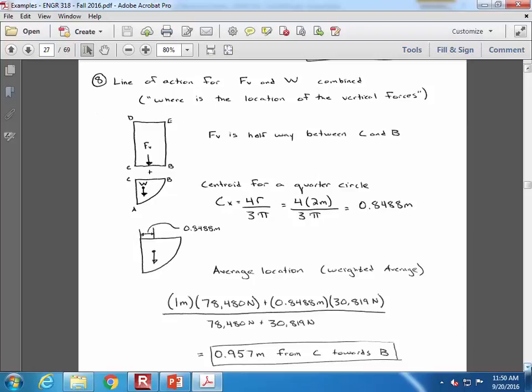But you see, with this formula for the centroid of the quarter circle, once you find the distance, you multiply that distance, which we're referencing from the left edge, by the magnitude of the force, whereas for F sub v, it's 1 meter from the left edge. So it's going to be not in the middle of the two forces, but a little bit more towards the 1 meter side of things. And so when we do that weighted average, we get 0.957 meters.